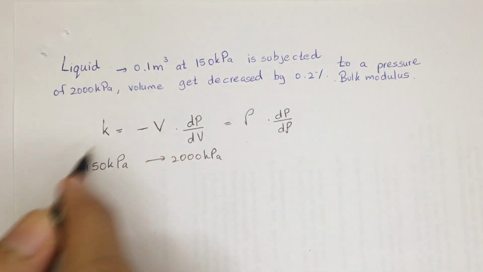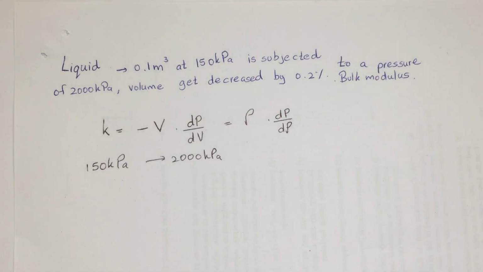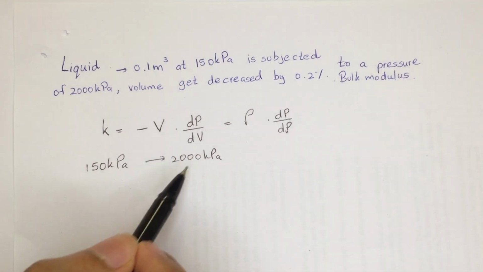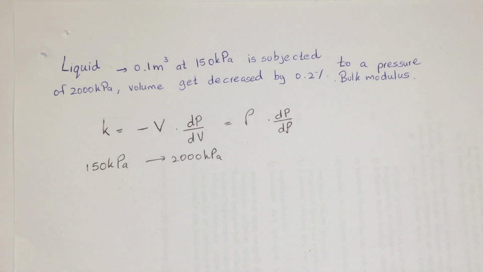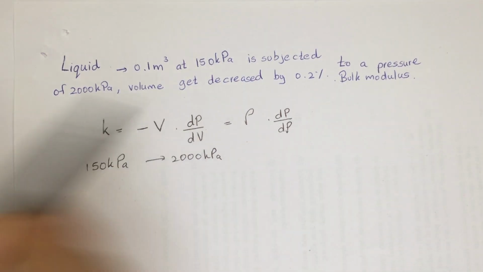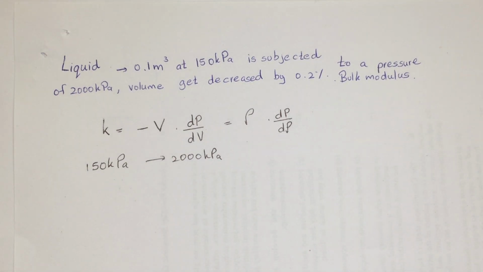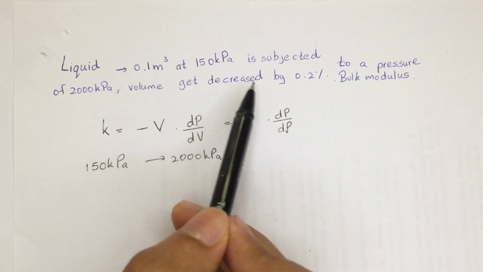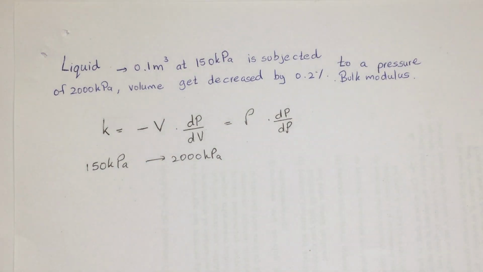Likewise, so now we have figured out the change in pressure, dP, is going to be 2000 minus 150 kilopascal. So we have now figured it out. After that we need to find the change in volume, delta V. How are we going to find that? Actually, it's going to decrease by 0.2.